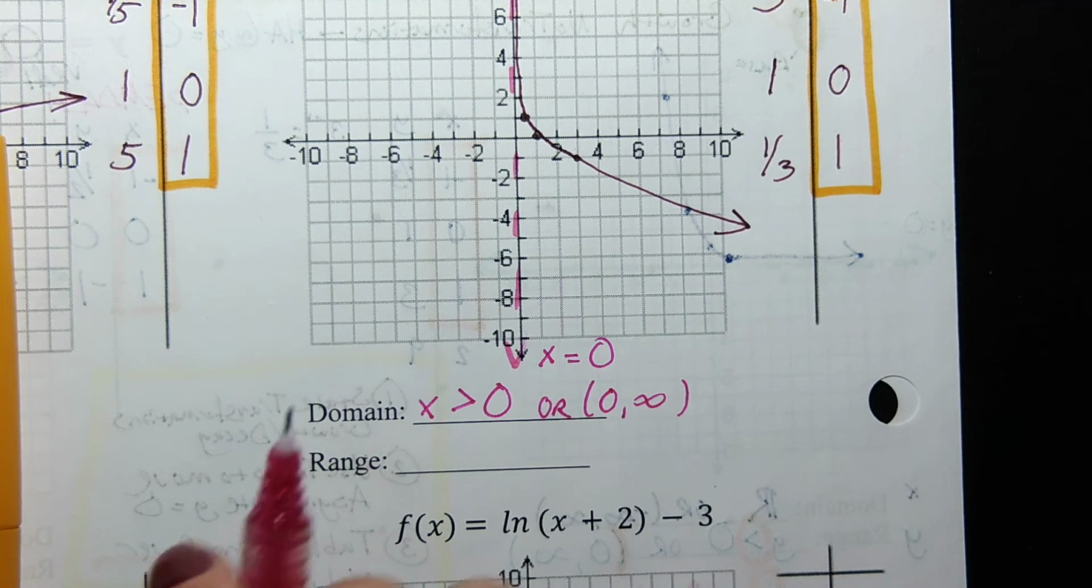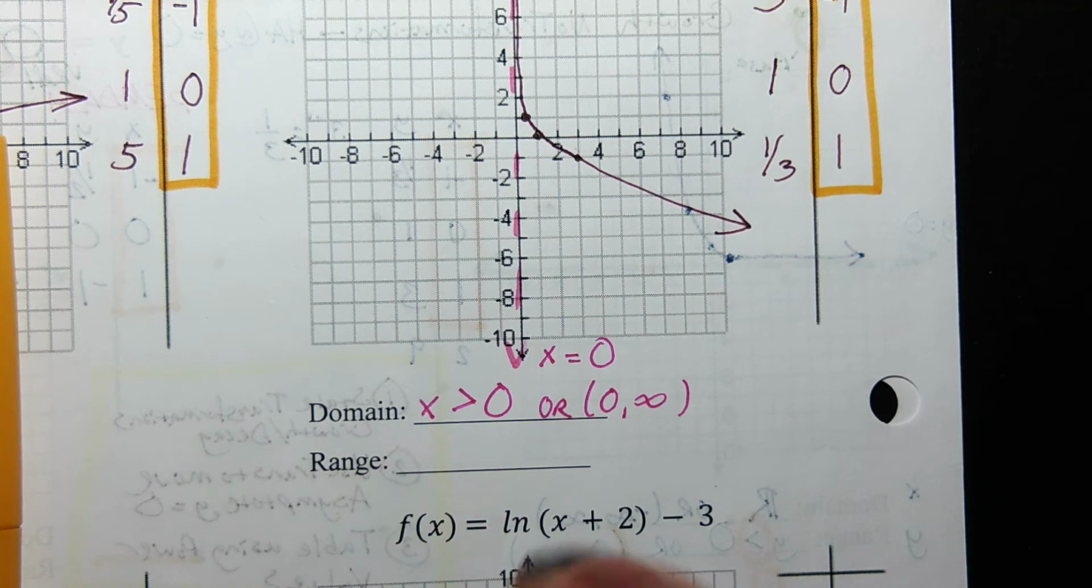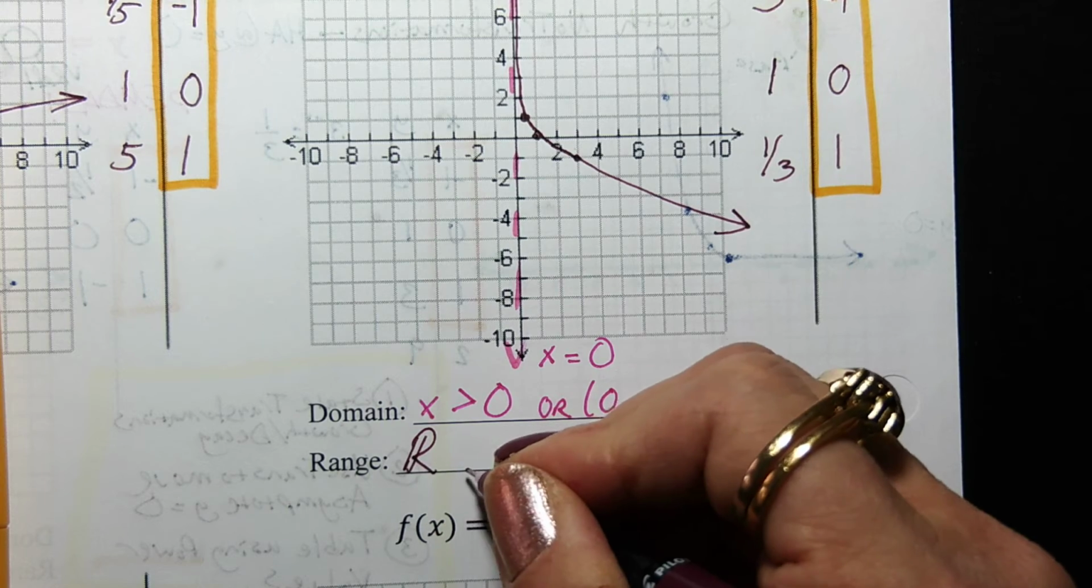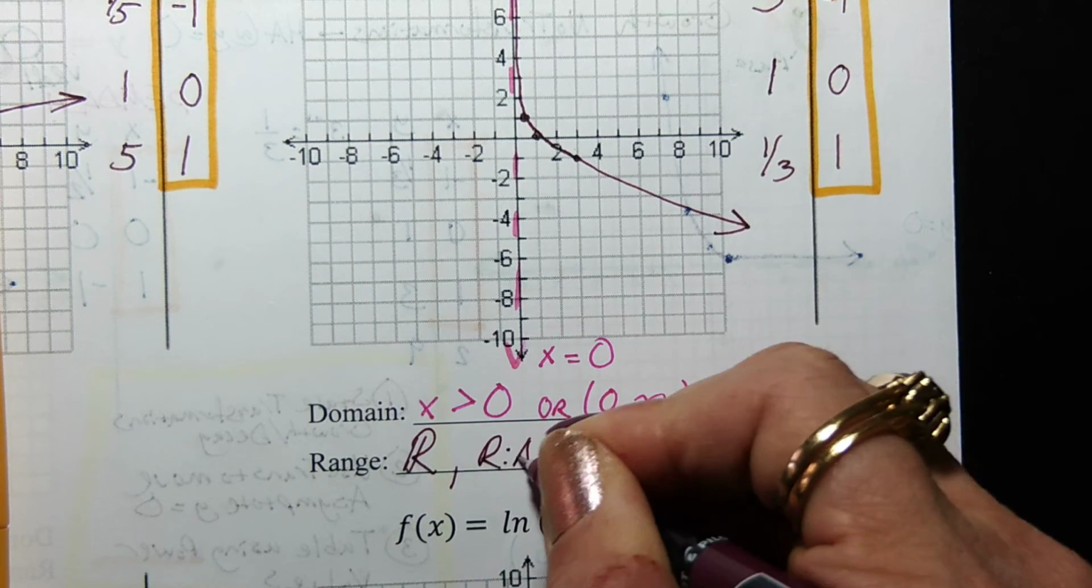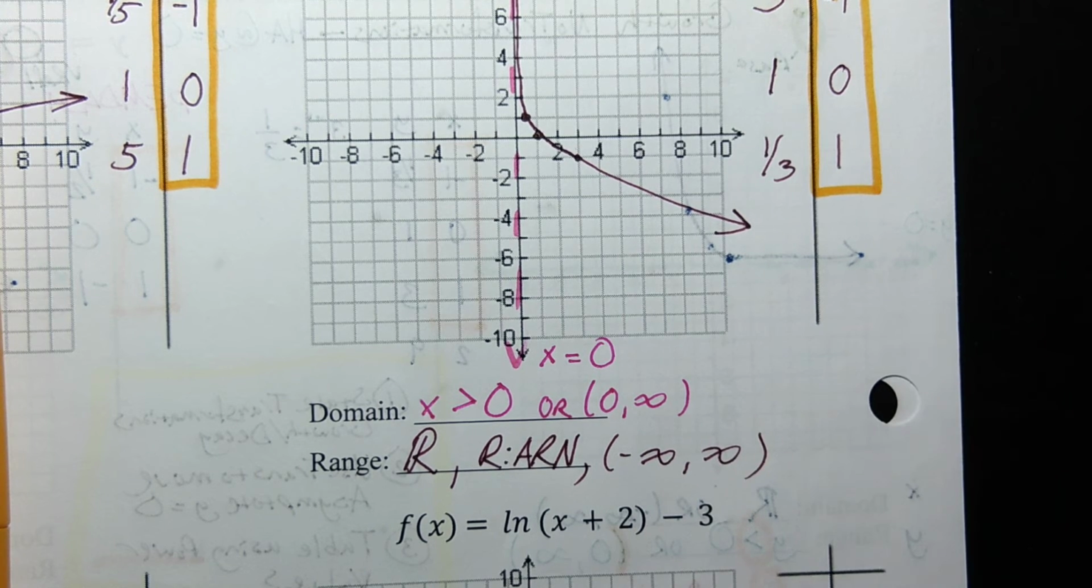What's my range? Rarn for ranges, all real numbers. So you can use the fancy R. You can write rarn if that pleases and sparkles. Or you can do negative infinity to infinity.